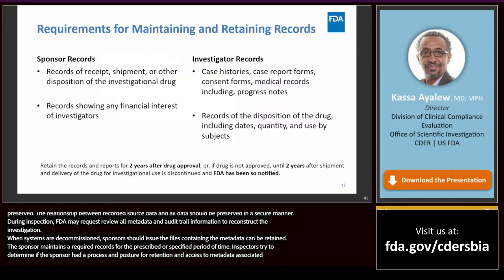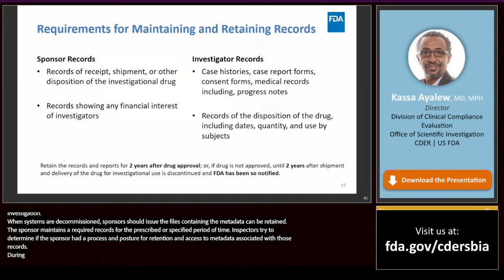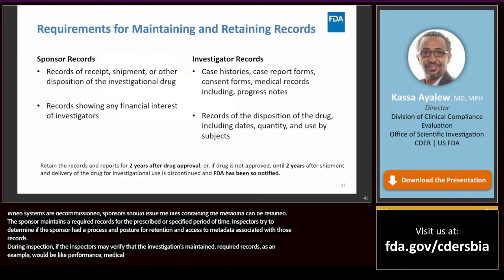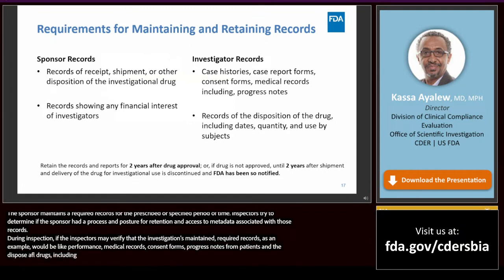During inspection, FDA inspectors may verify that the investigators maintain required records. Examples would be case report forms, informed consent, medical records, progress notes from patients, and records of the disposition of drug, including dates, quantity, and the use of the investigational product by subjects for a prescribed period of time.